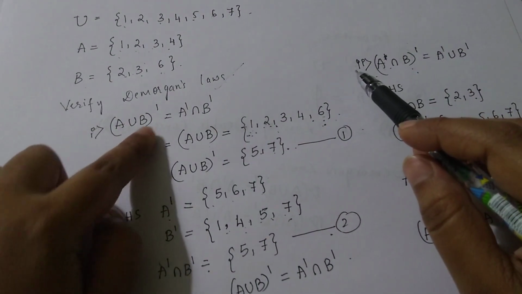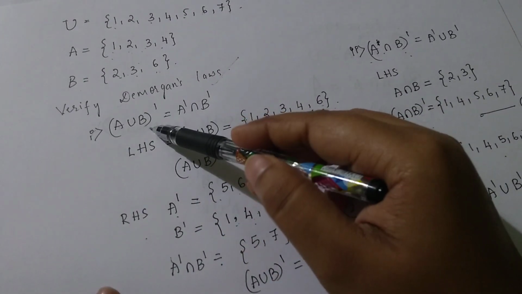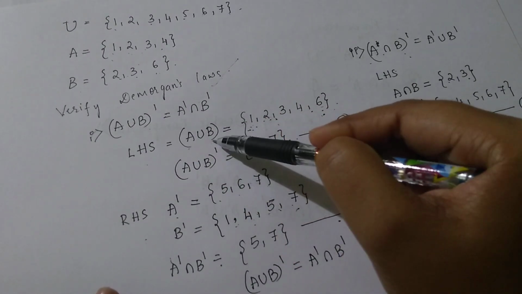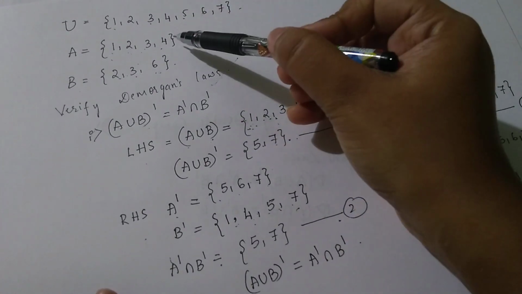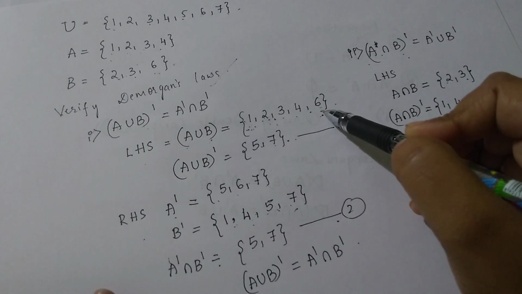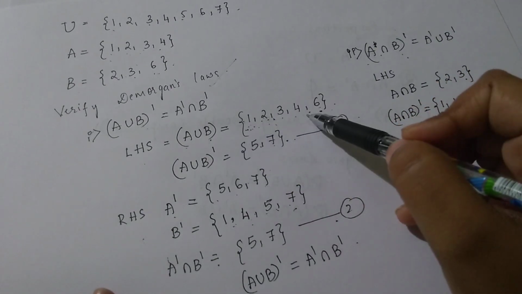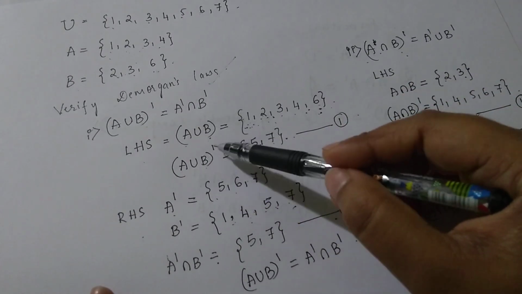So now I have to simplify which part? Left hand side part. To simplify left hand side part, what I require here is A union B. So now I write A union B. Means what? Combining A and B. 1, 2, 3, 4, 6. Okay, I have written A union B without repeating the elements, combining A and B. Next is what? A union B complement.